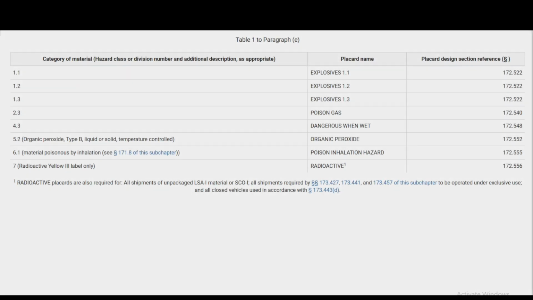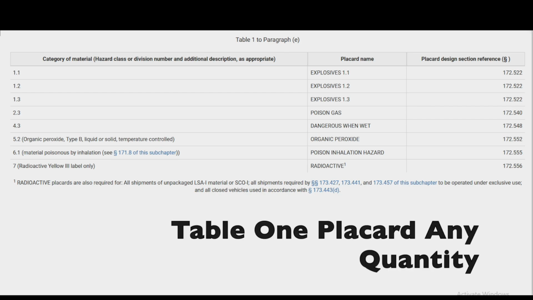Table 1 materials have some of the most dangerous hazardous materials on it. That is not to say Table 2 hazmat is safe. They all pose risks and dangers. But Table 1 is dangerous enough that JAS Trucking does not move any Table 1 materials. Many of the Table 1 materials require $5 million worth of liability coverage. Table 1 must have placards at any quantity. There are some exceptions, but they are extremely rare.